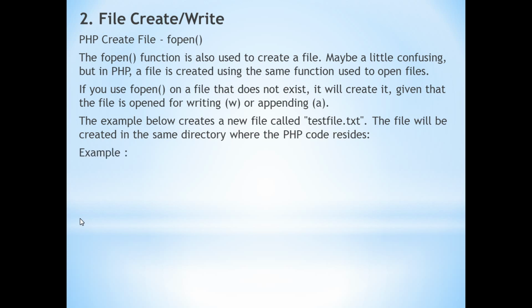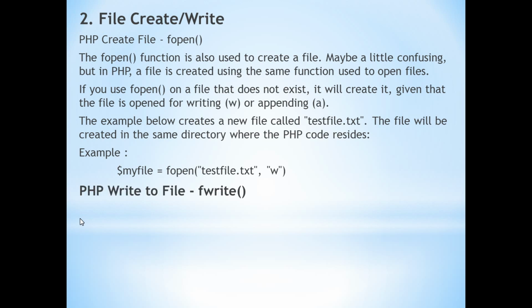It means wherever you are saving your PHP code, there only you have to create that particular file. Otherwise, you have to give the complete path. So it is better that wherever you are saving your PHP file, you just save the file there only. So this is the example: $myfile = fopen("testfile.txt", "w").